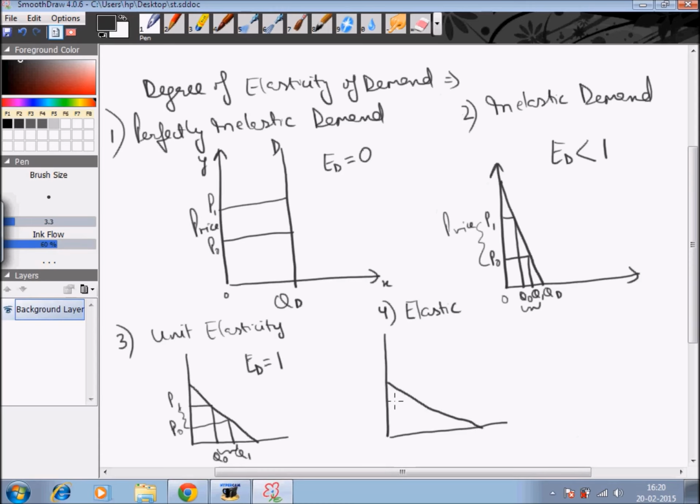This is the curve. So we can see here that there is a slight change in the price whereas the demand has changed more. So this is the case where ED is greater than 1. The price has increased from P0 to P1, but the demand has fallen from Q1 to Q0, and the percentage change in demand is more than the percentage change in price. The numerical example which we have done was a case of elastic demand.